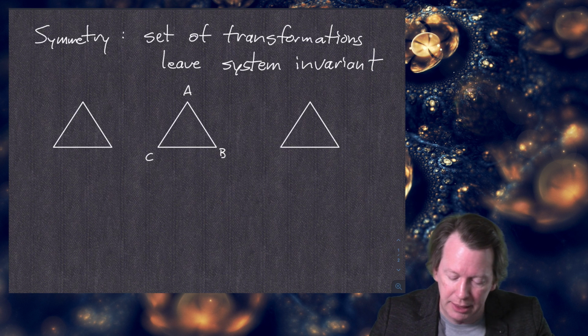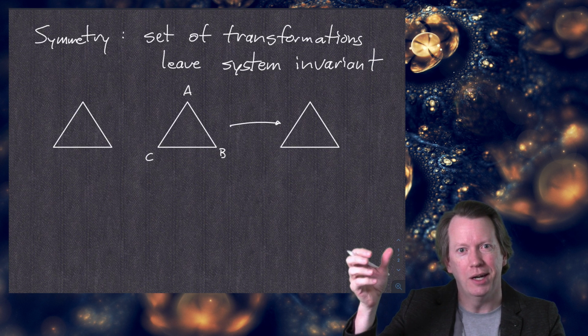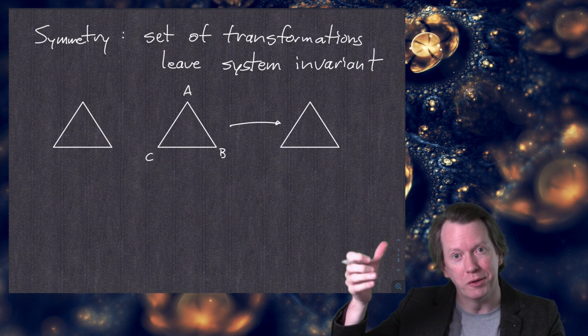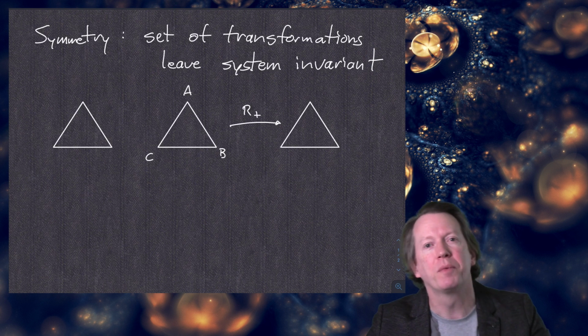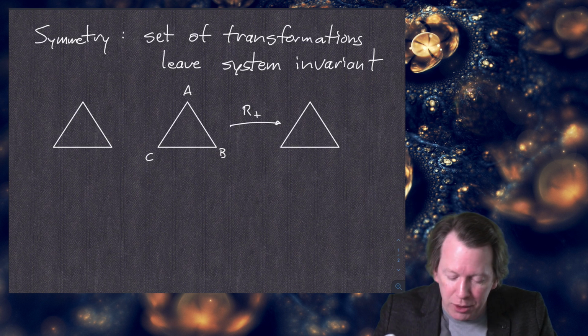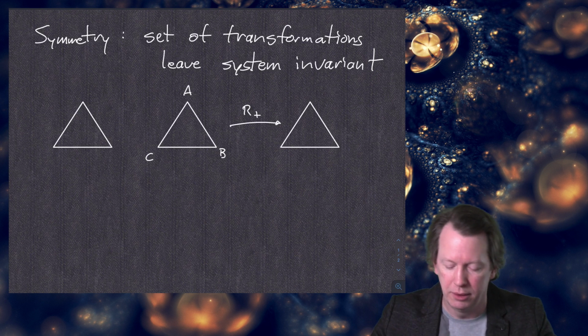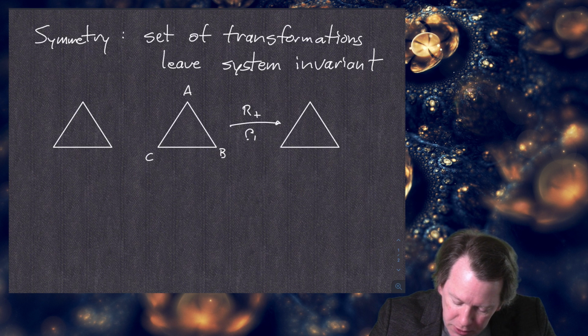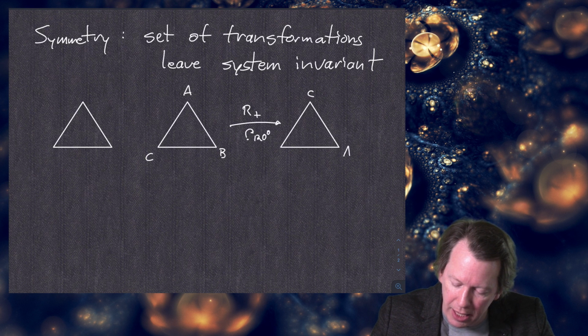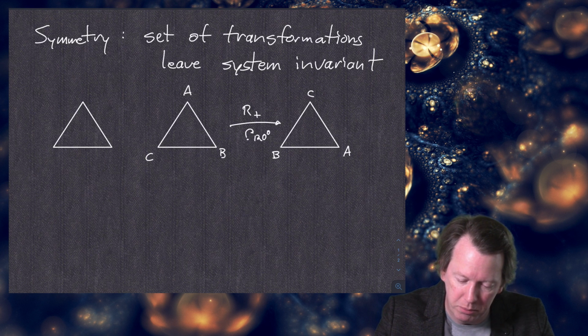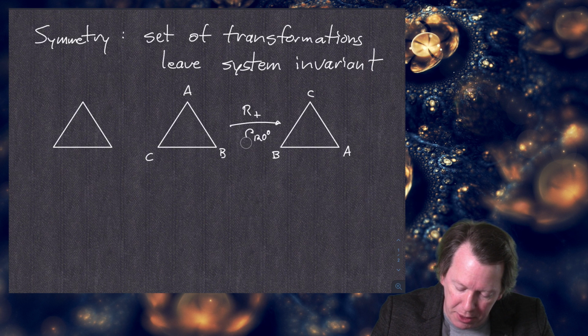So what I mean by this is we could, for example, rotate clockwise 120 degrees. So that's 1/3 of the way around the circle. And I'm going to call that operation R plus. The notation will make more sense in a second. So what R plus means, rotate 120 degrees. So I get C, A, B. Okay? That's what I mean by that particular rotation.